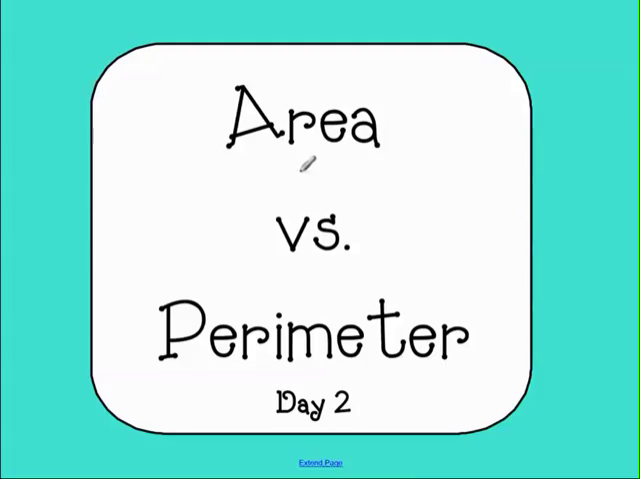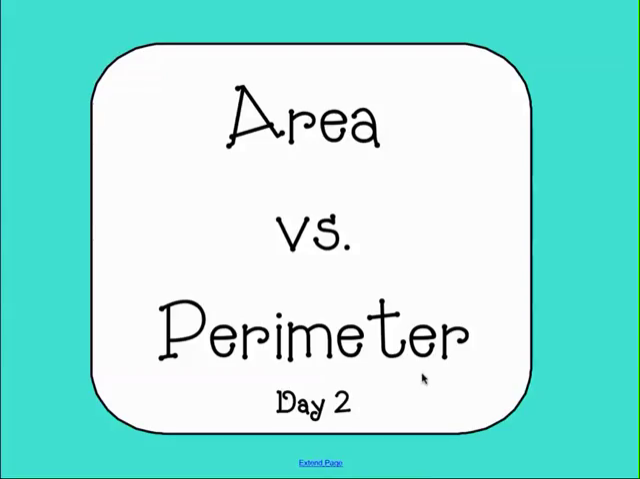As you remember from last night's homework, we focused primarily on perimeter and learned the two formulas for measuring the perimeter of rectangles and squares. Tonight we're going to focus on area, talk about what area is, as well as learn the formula to help calculate the area of rectangles and squares.